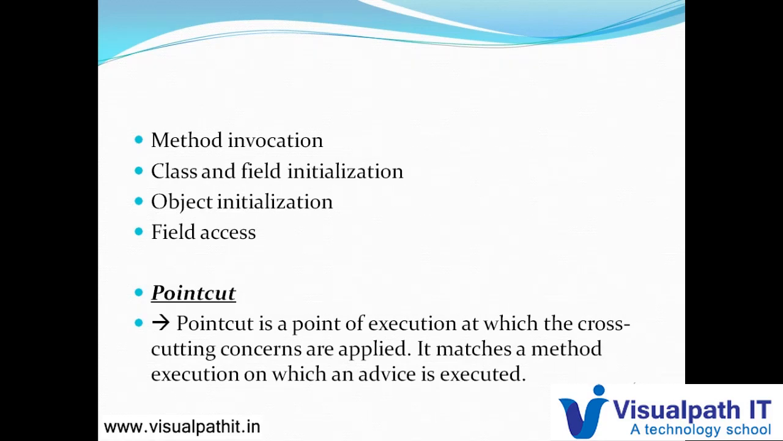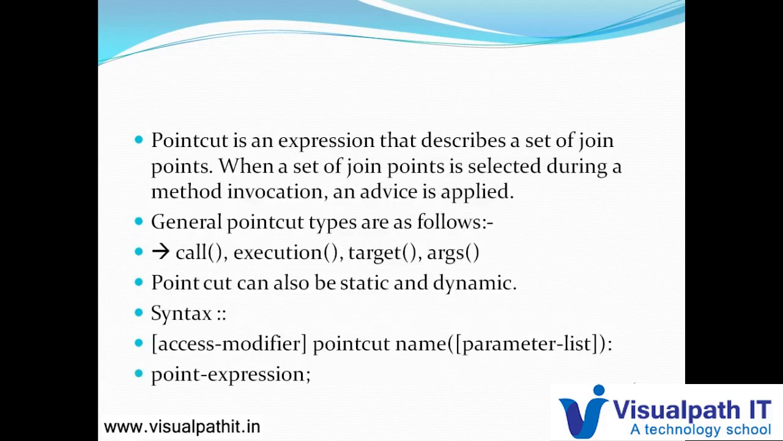Next comes the point cut. Point cut is a point of execution at which the cross-cutting concerns are applied. So what happens is, when a method is executed, this point cut matches that particular method execution on which the advice is executed. So it's an expression which describes a set of join points. When a set of join points is selected during the method invocation, an advice is applied.